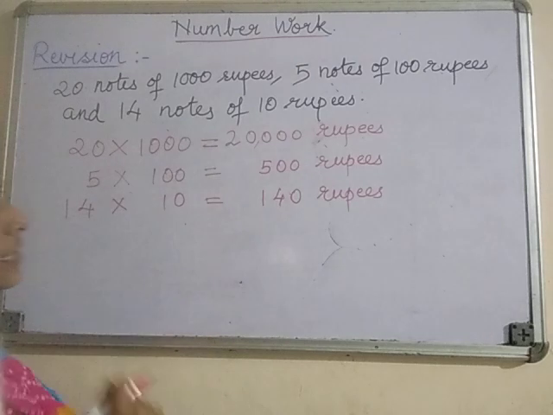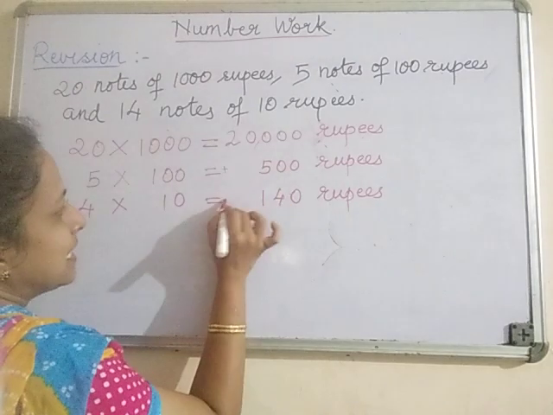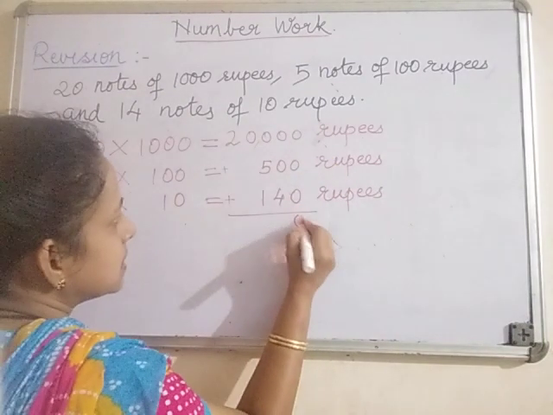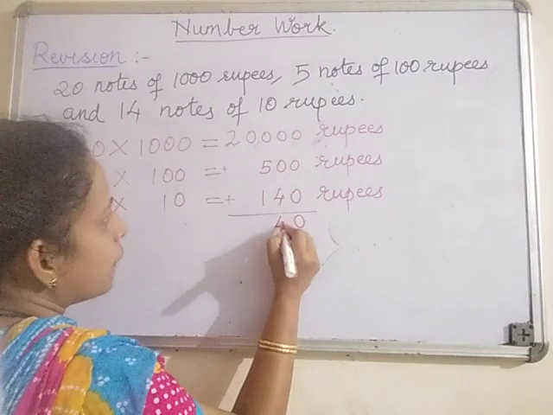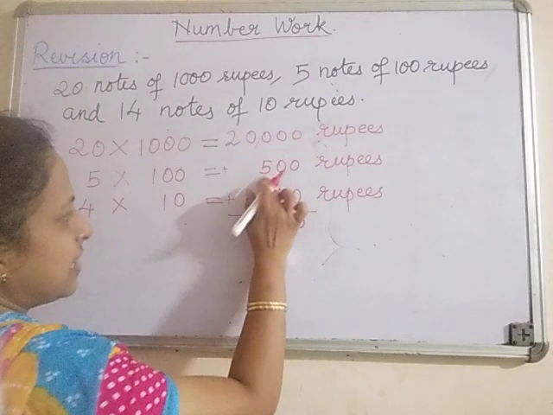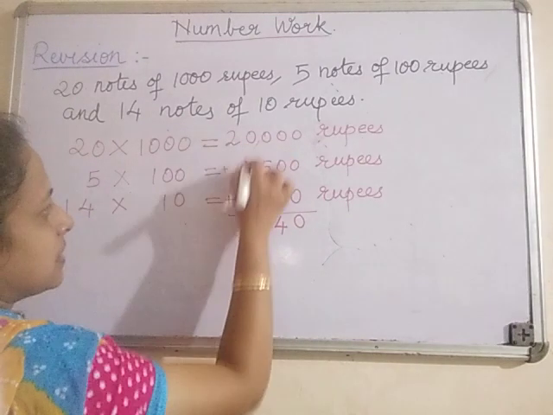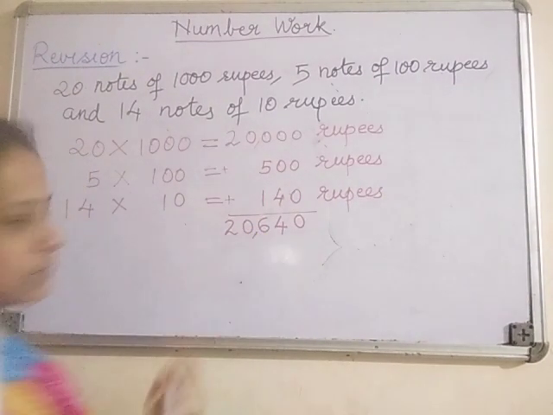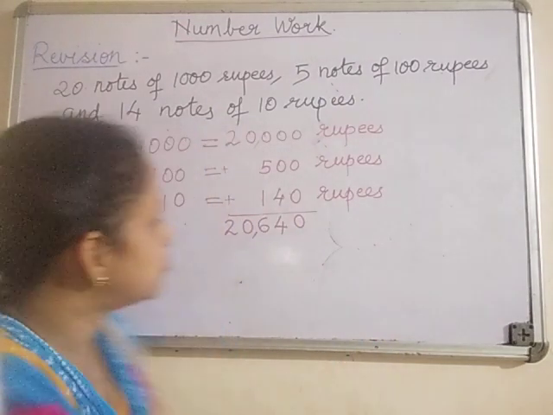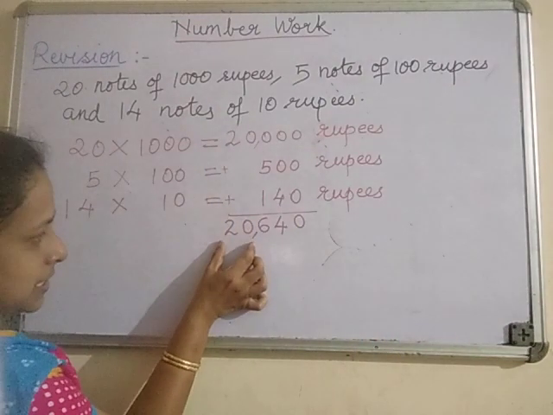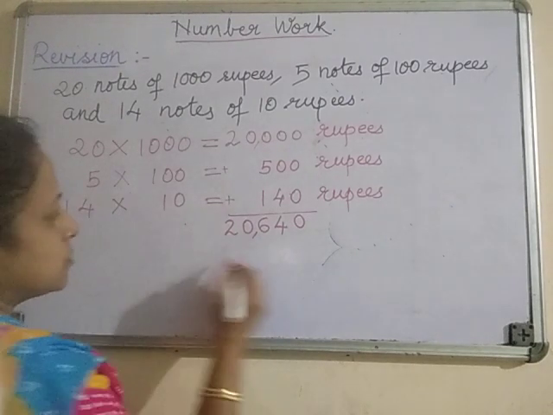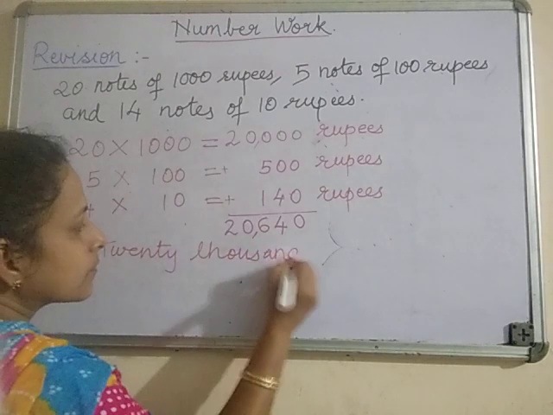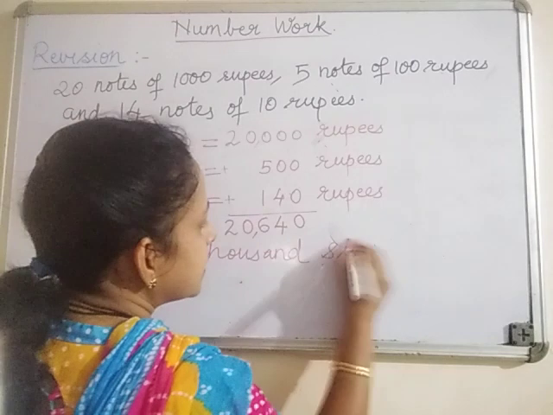The total amount. How we can calculate it? By just adding all these numbers together. So how much it comes to? 0 plus 0 plus 0 becomes 0. 0 plus 0 plus 4 becomes 4. 0 plus 5 is 5, and 5 plus 1 is 6. What is remaining here? There is nothing, only 0 is there. So you put here 0 and this becomes 2. So altogether how many rupees total comes to? It comes to 20,640.